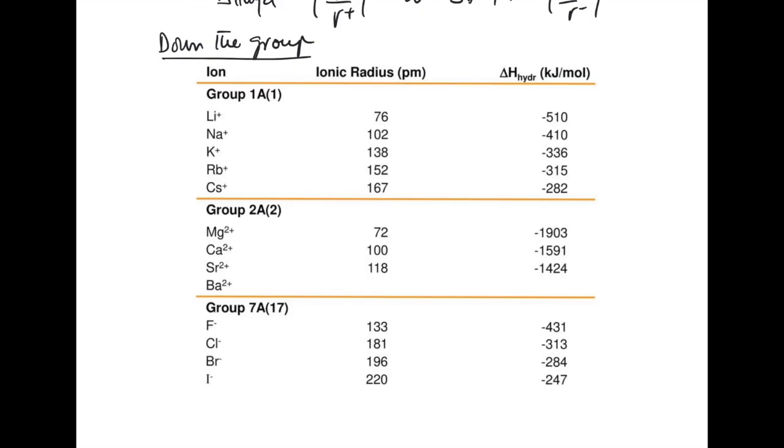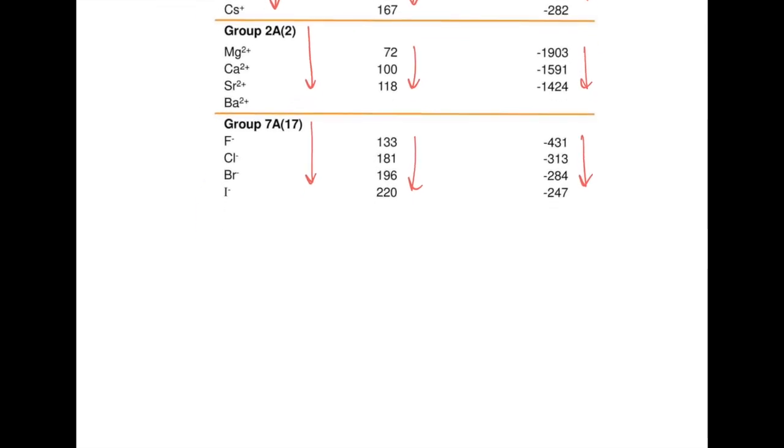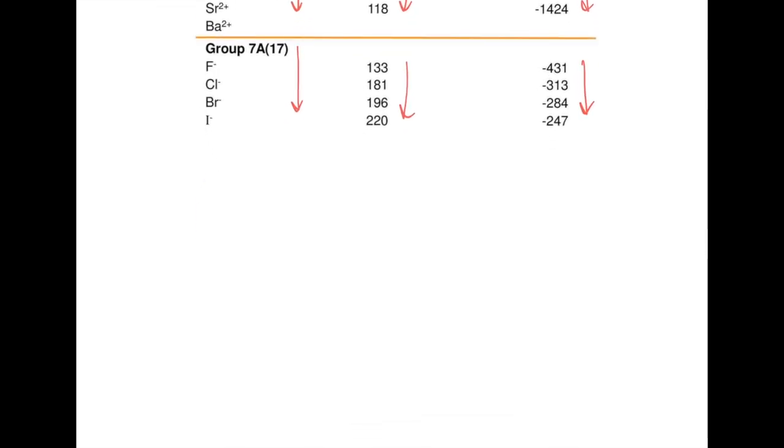Can you see that when you move down the group, whether it's group 1, group 2 or group 7, any group, ionic radius increases, but enthalpy of hydration decreases. Why? Because the charge remains constant and down the group the size of the ion increases, therefore enthalpy of hydration decreases. So basically, down the group the enthalpy of hydration value decreases.